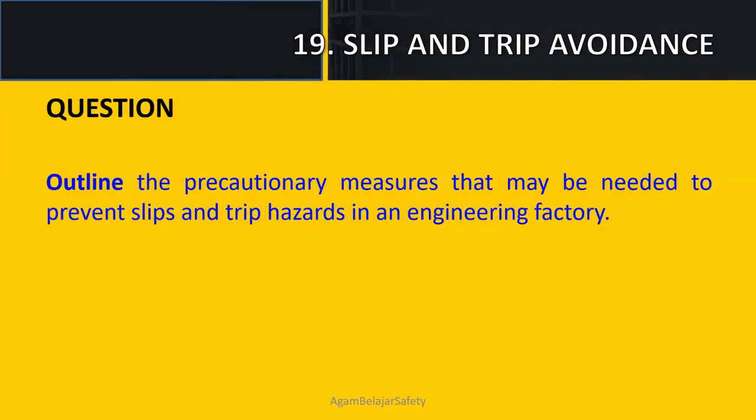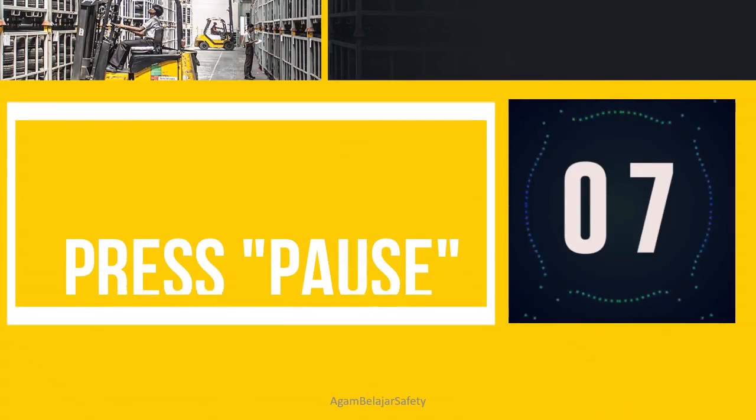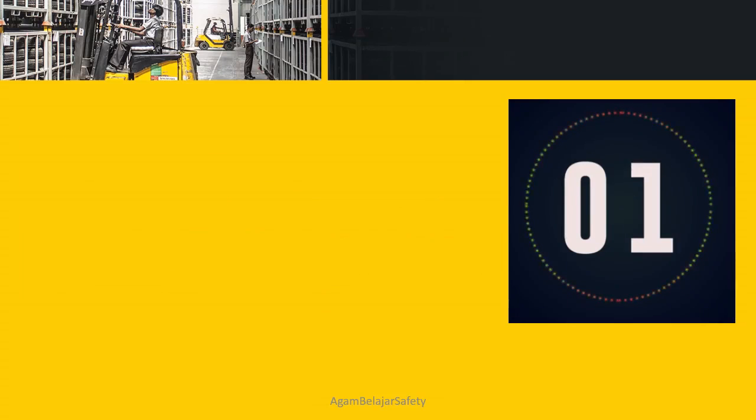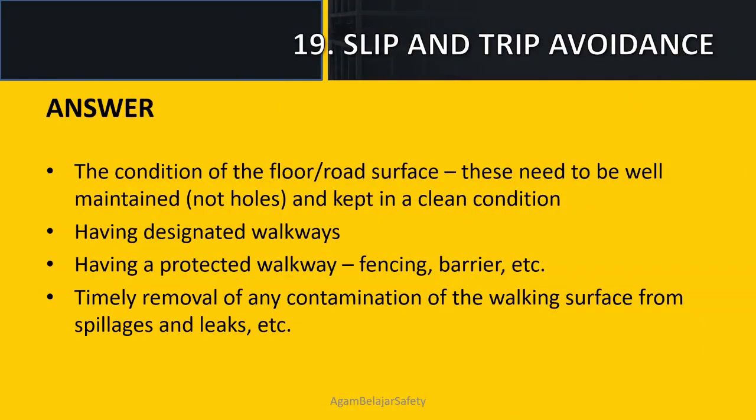Slip and trip avoidance. Outline the precautionary measures that may be needed to prevent slips and trip hazards in an engineering factory. The condition of the floor road surface. These need to be well maintained, no holes, and kept in a clean condition.